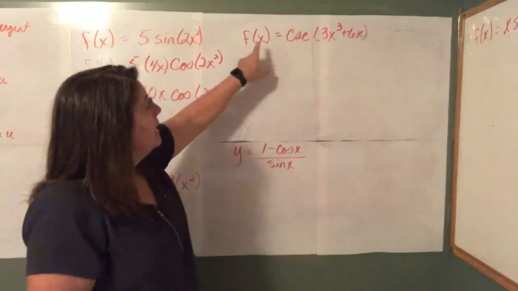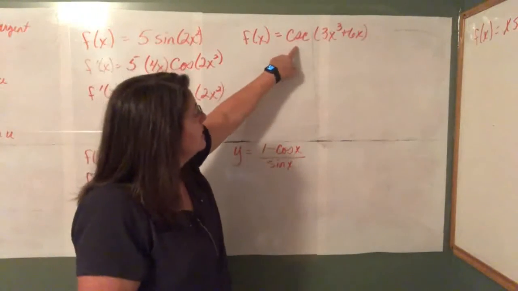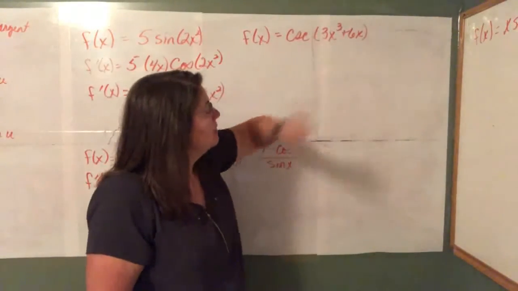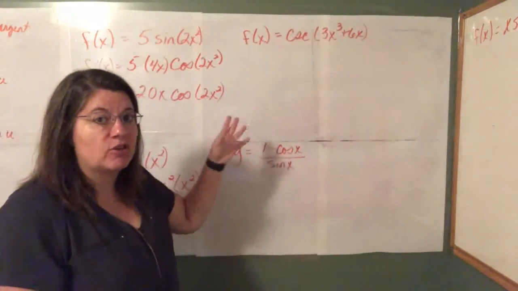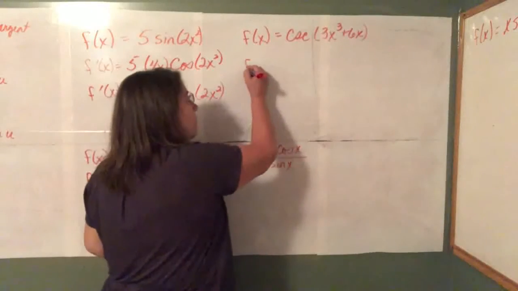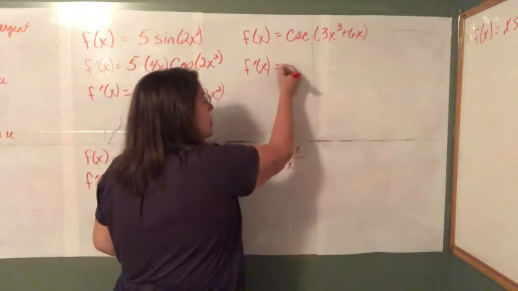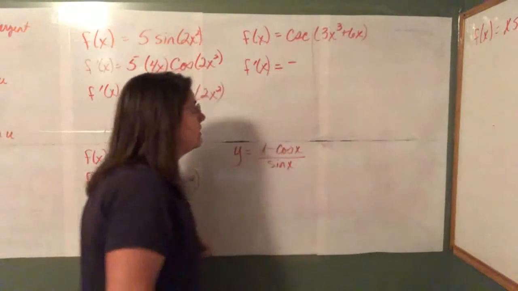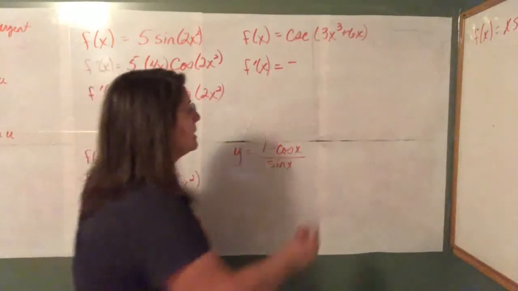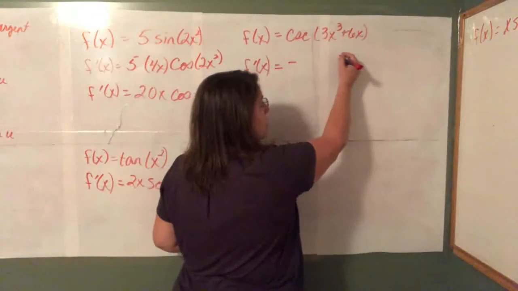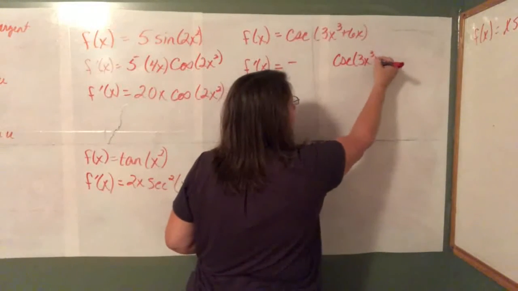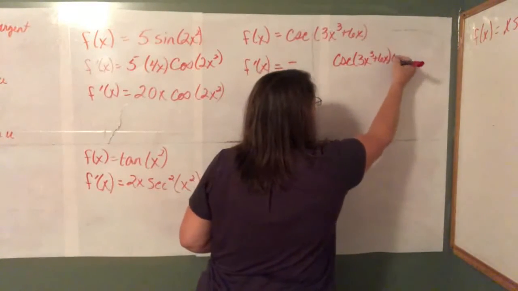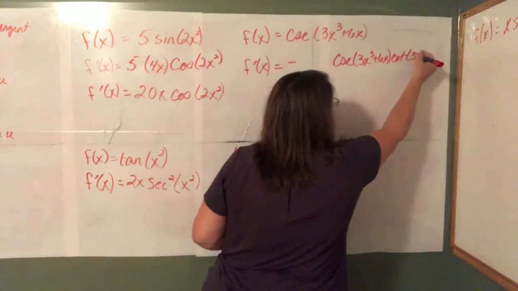For this one, f of x equals cosecant of 3x cubed minus 6x squared. Well, this is cosecant, so I know it starts with a c, it's going to be negative. I tend to do that right off the bat so I don't forget to put the negative down. So I know it's going to be a negative. The derivative of cosecant is negative cosecant cotangent. So that would be cosecant, we keep the angle part, cotangent, and again, we keep that angle part.